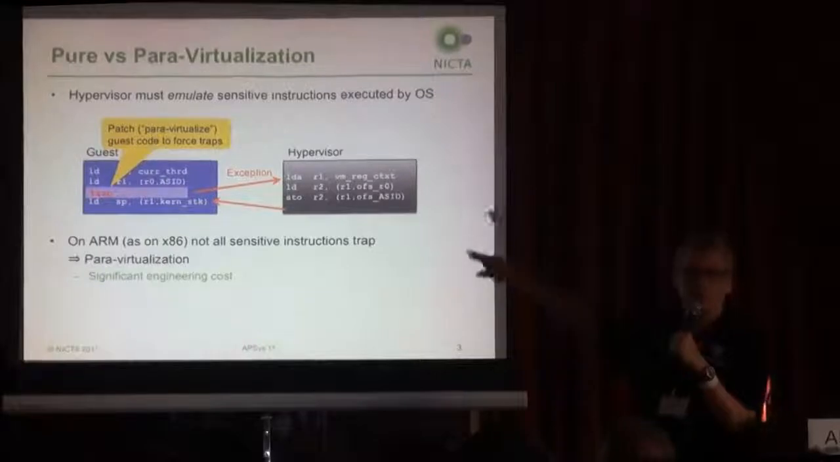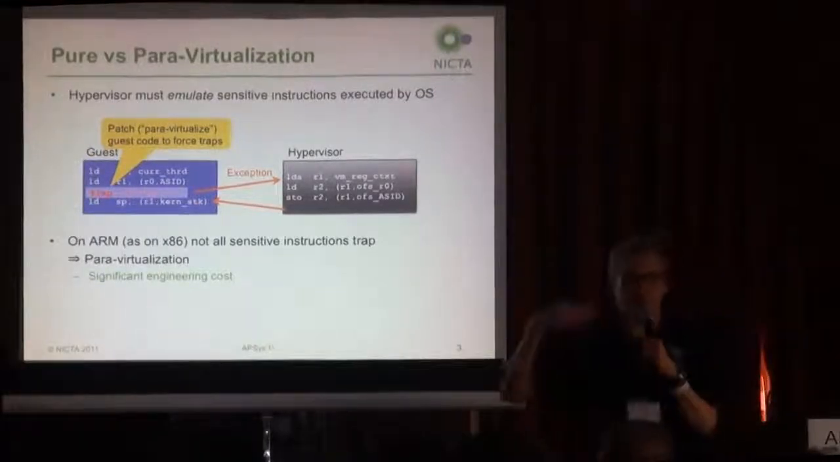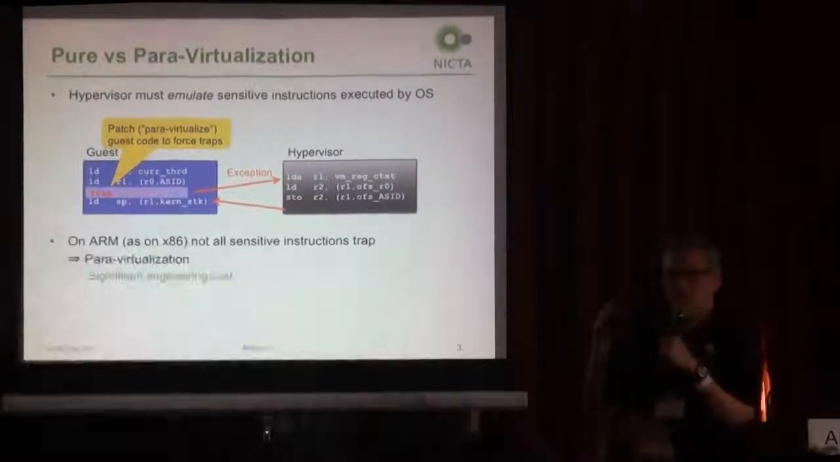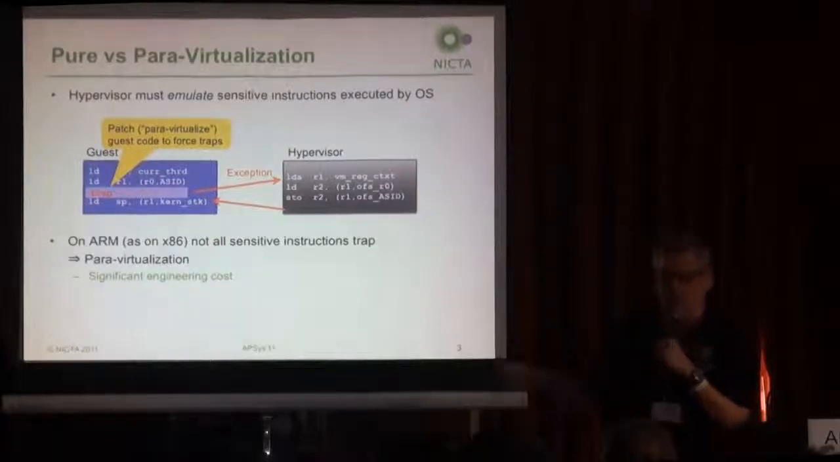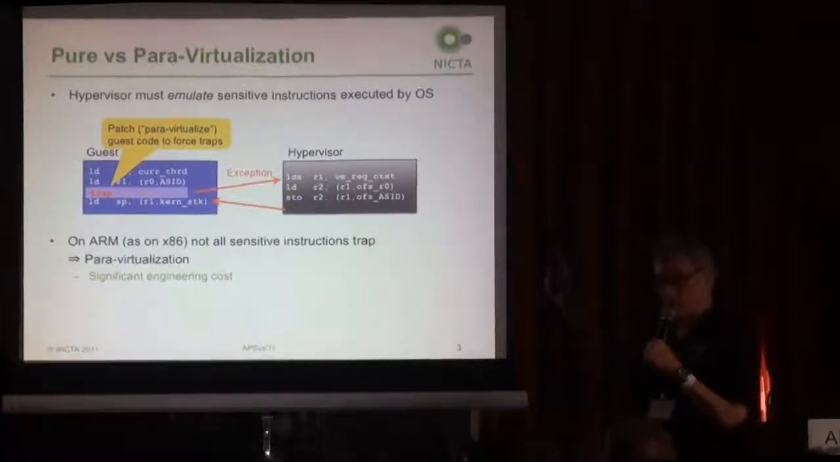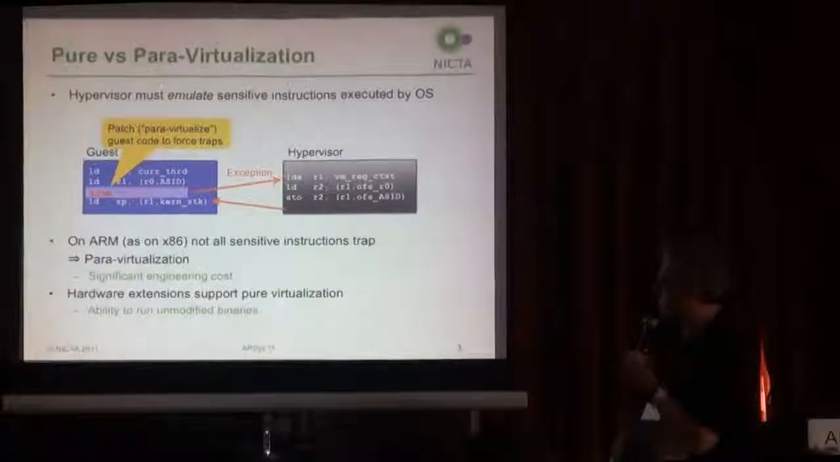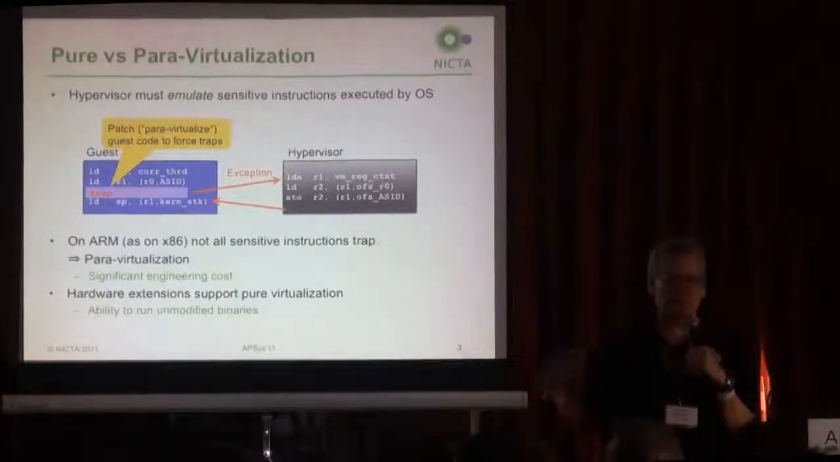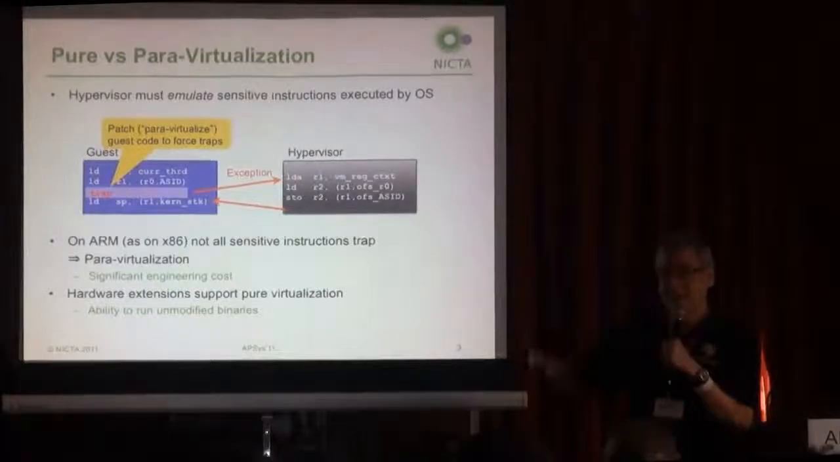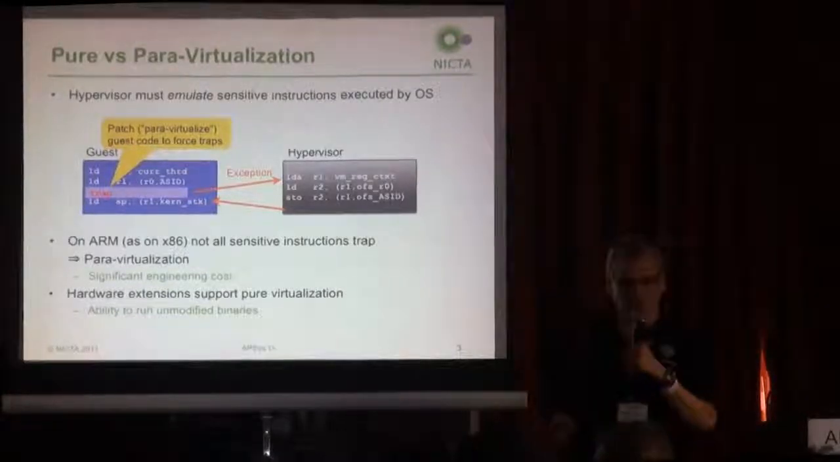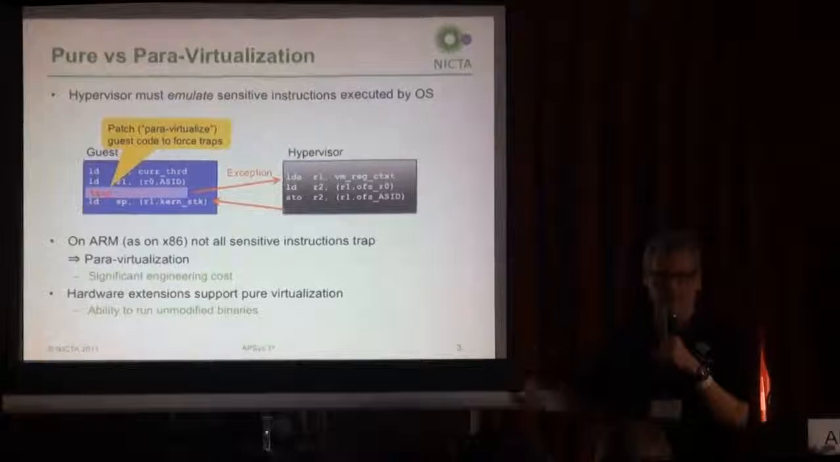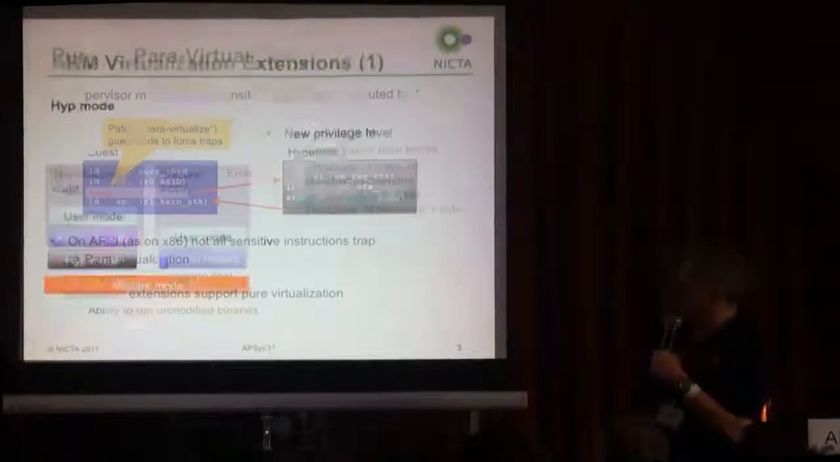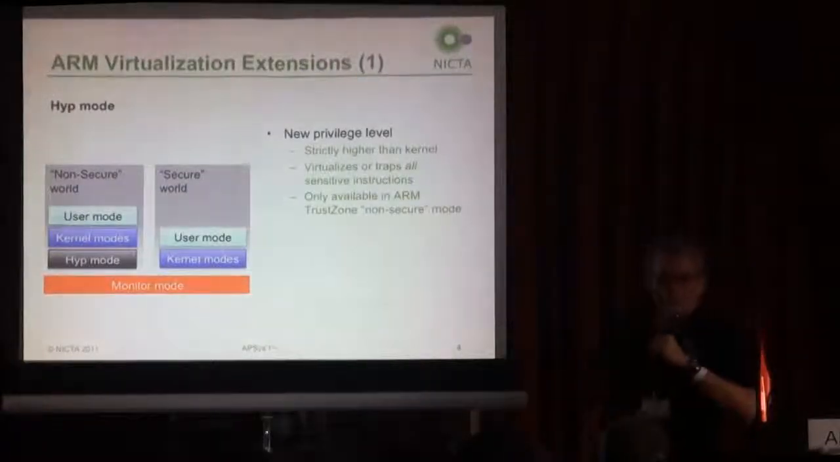The problem is there's a significant engineering cost, right? It's very labor-intensive and error-prone to hack this OS kernel in order to run in a virtual machine. And this is why manufacturers then provide hardware support to actively make their architecture virtualizable and be able to run unmodified binaries.